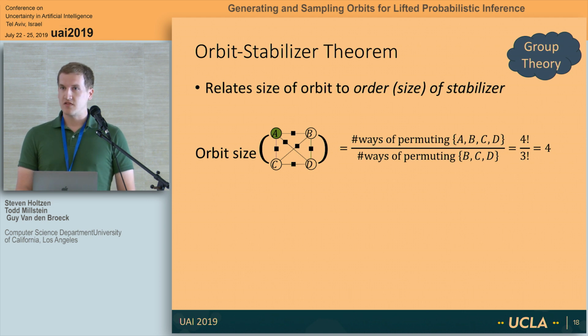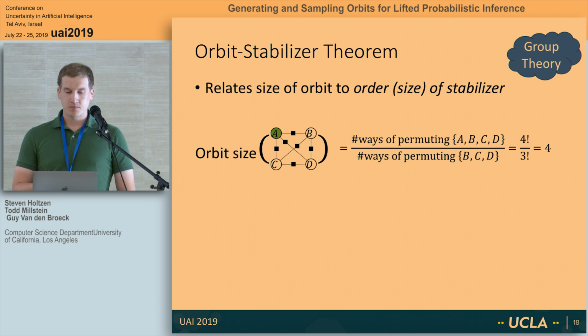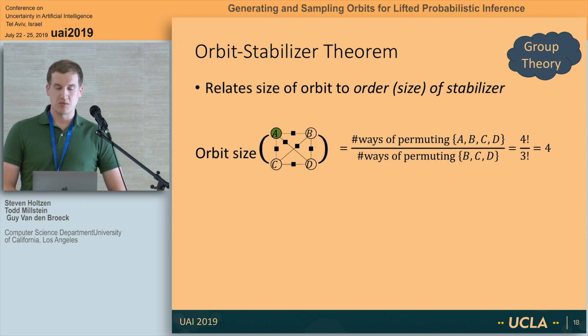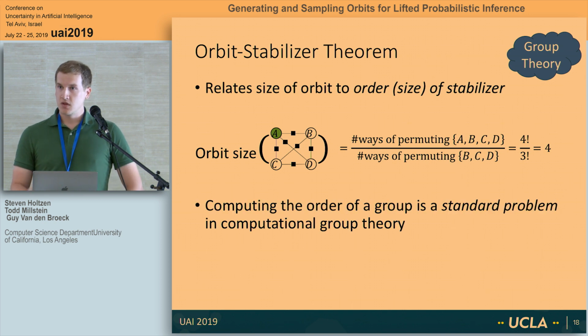So what's the orbit size of this? Well, this has four possible. The orbit size of this is 4. And we compute this in this kind of sideways way. We count the number of ways of permuting A, B, C, and D, the uncolored assignment with only one color for variables. And there are 4 factorial possible ways of permuting A, B, C, and D. And we divide that by the number of ways of permuting B, C, and D. That's 3 factorial. And we get 4. I hope this is convincing. This is all the technical detail I'm going to give you about why the orbit stabilizer theorem works here.